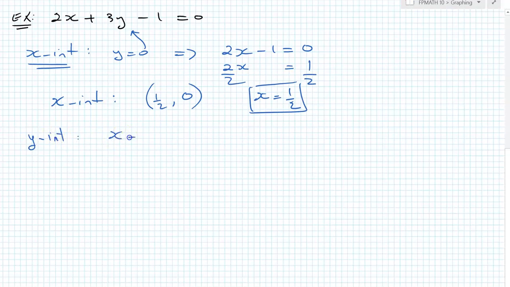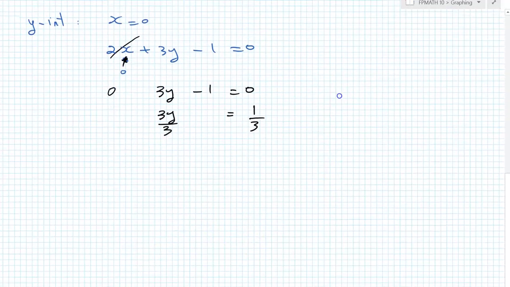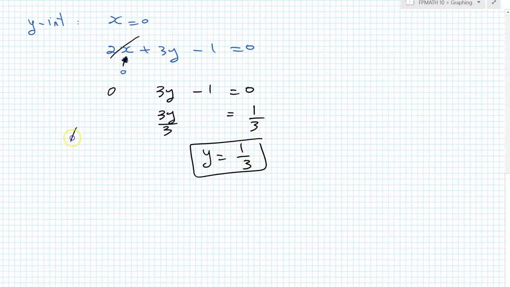For the y-intercept, you set x equals 0 and then you solve. In this case, 2x plus 3y minus 1: the 2x is now 0, so it would be 3y minus 1 equals 0. Solve for y: 3y equals 1. Divide by 3 on both sides, isolating y on its own, so y equals 1/3. This is your y-intercept. The coordinate is (0, 1/3), and that is your y-intercept.